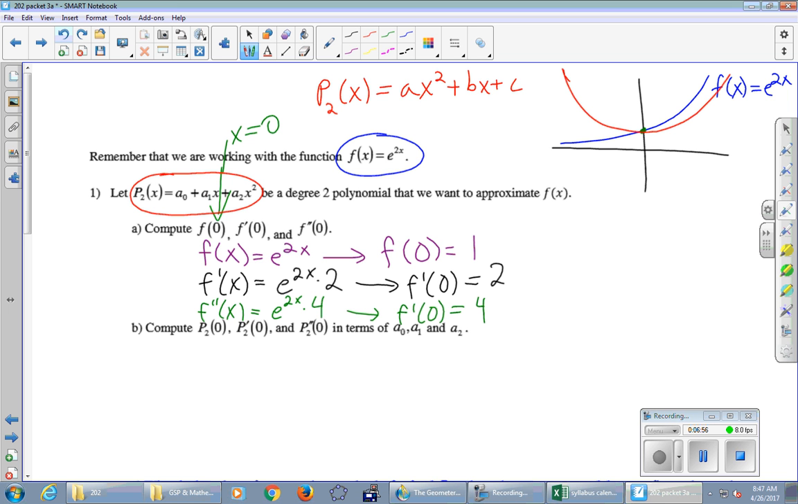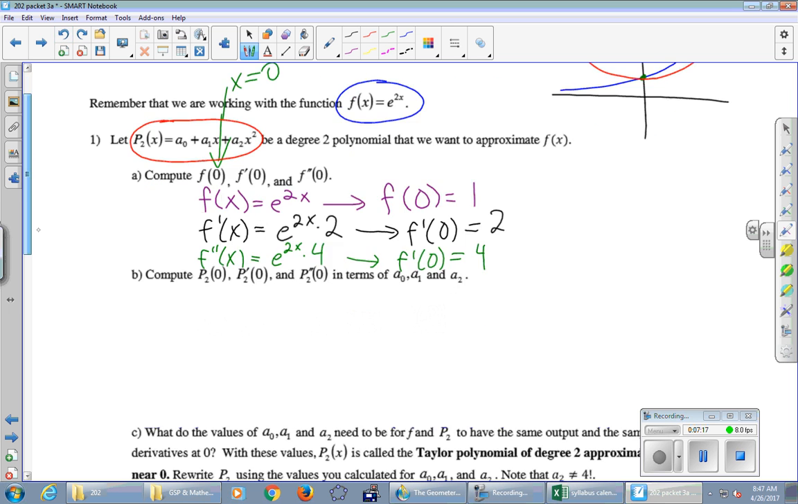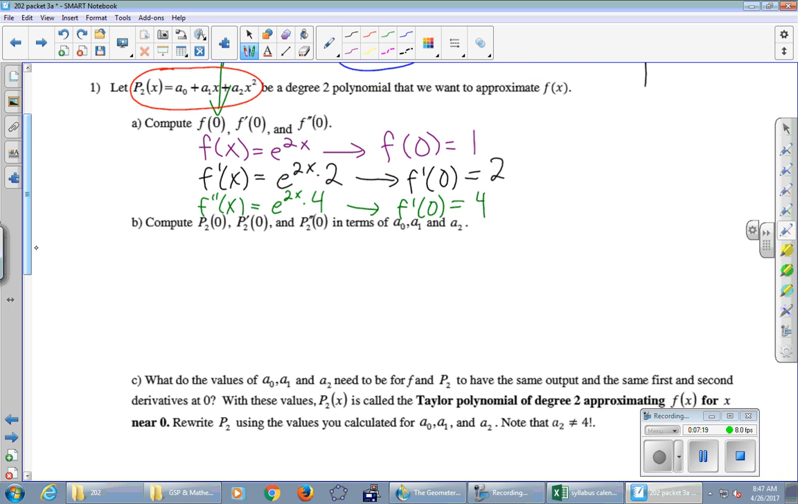So nothing mysterious there. All we did was take the given function, the e to the 2x function, and we found its y value at 0, and we found its slope at 0, and we found its concavity at 0. 3 numbers. Now we're going to start over and do exactly those calculations, but on my generic quadratic up here. So we're going to rewrite the original and then find its derivative and its second derivative. So here we go. I'm just going to copy P2 of x, circled in red.